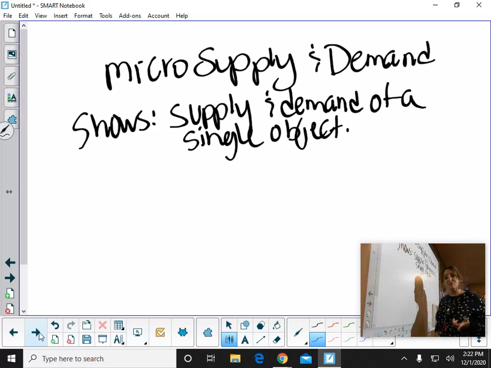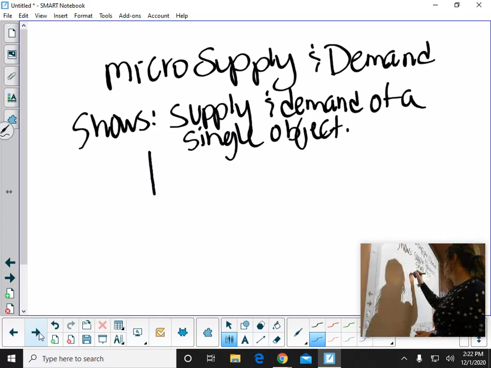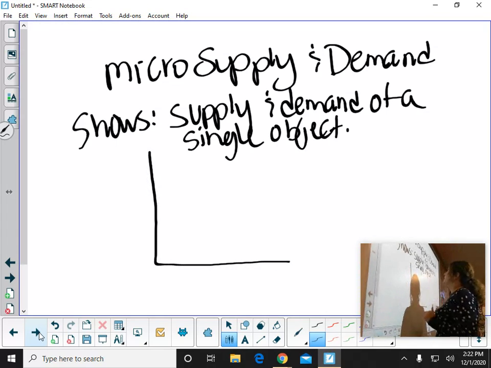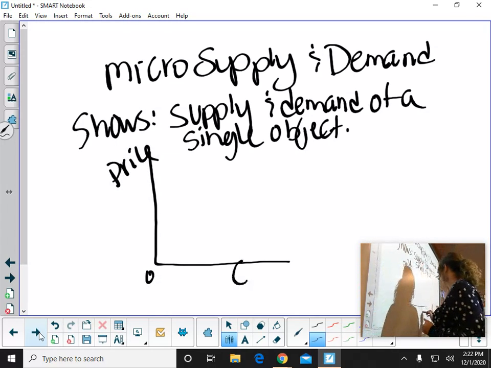And typically, loanable funds is a microeconomic supply and demand because it's just talking about the supply and demand of money in the bank available for loans. Or even the money market graph is one particular supply and demand of just money. But here's what a typical microeconomic supply and demand looks like: it's price and quantity.